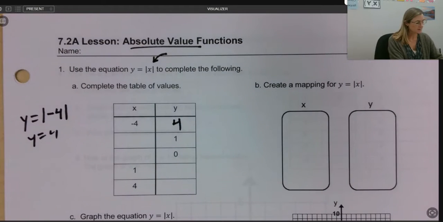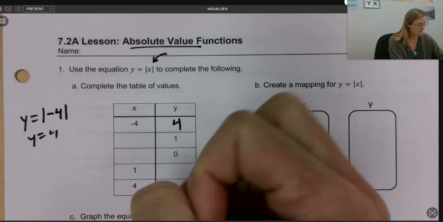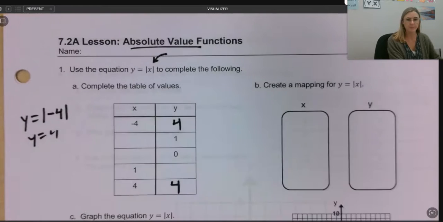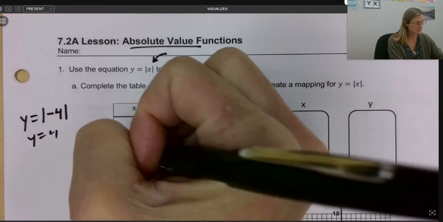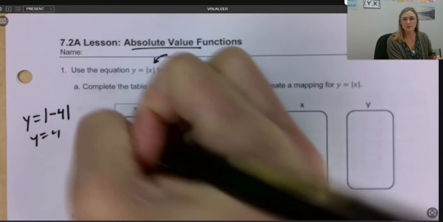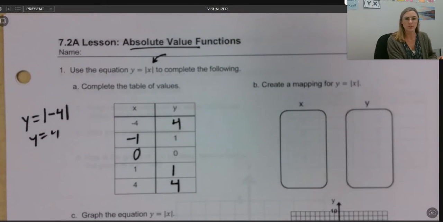If I plug in +4, it's also going to equal +4. If I plug in 1, it's going to equal 1, 0 is going to equal 0, and then you could also plug in -1 and it's still going to equal 1.